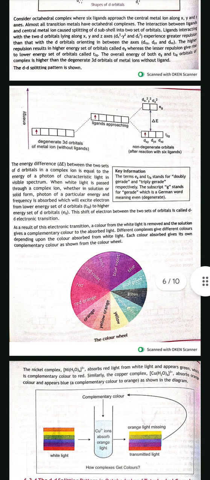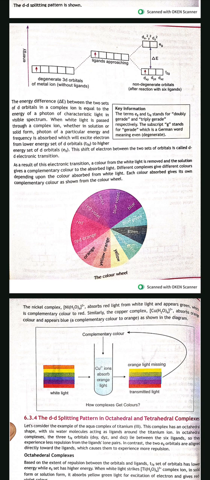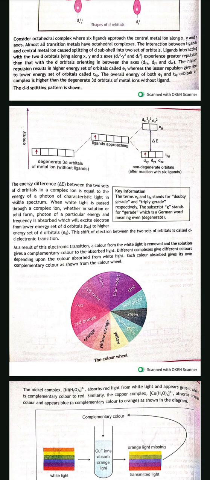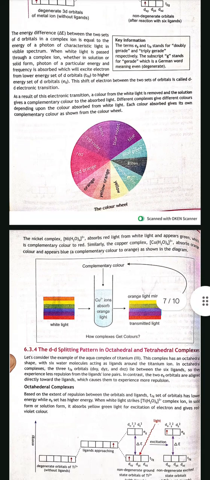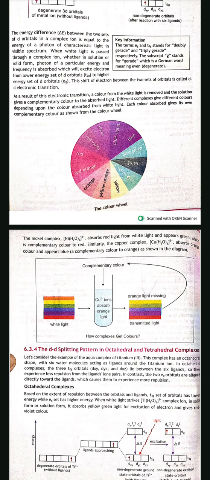The overall energy of both Eg and T2g orbitals of the complex is higher than the degenerate 3d orbitals of the metal ion without ligand. So here we show the d-d splitting. The degenerate 3d orbitals of the metal ion without ligands approaching, and then the non-degenerate orbitals. There is a change in the energy. First the orbitals are degenerate, meaning they have the same energy, but when the ligands approach, we can see that the dx2-y2 and dz2 energy gets higher in the Eg. So Eg is due to high repulsion and high energy, and T2g is low repulsion and low energy. Eg and T2g stand for doubly degenerate and triply degenerate. Subscript g stands for gerade, a German word meaning even.